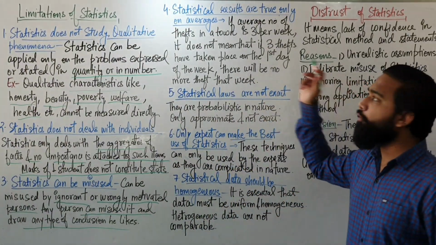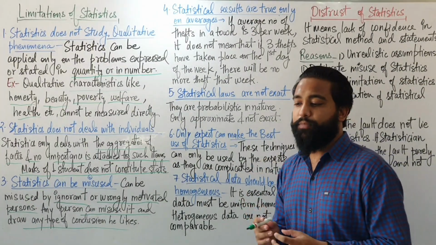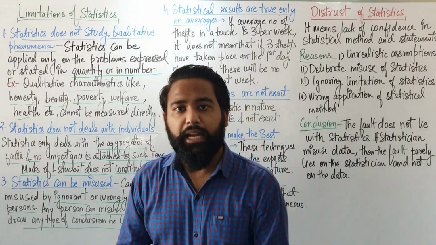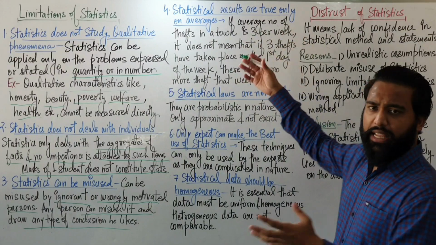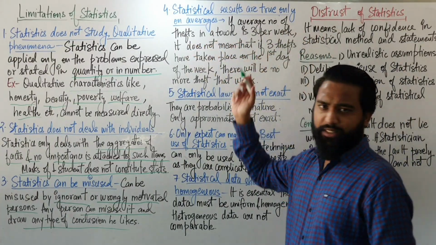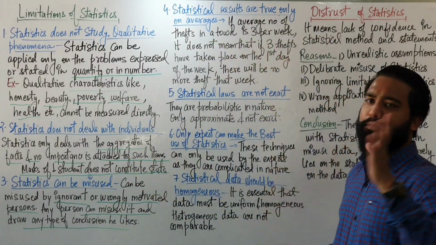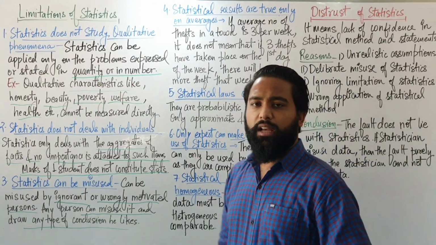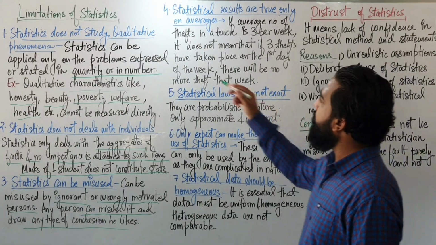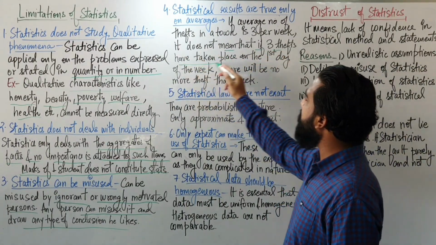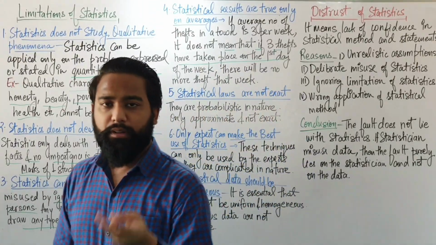Now let's come to the fourth one, which is statistical results are true only on averages. You cannot say that the data is accurate. Let's take an example. If the average number of thefts in a town is 3 per week, every week in your city there are 3 thefts. Suppose the average is 3 thefts per week.